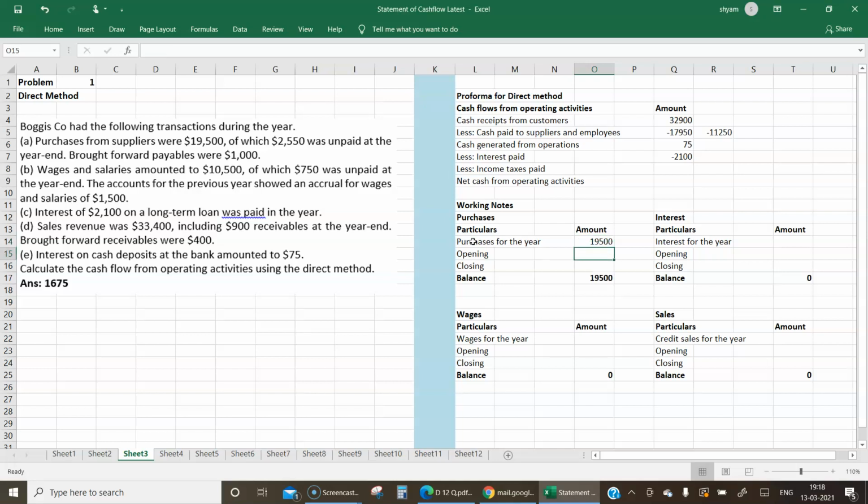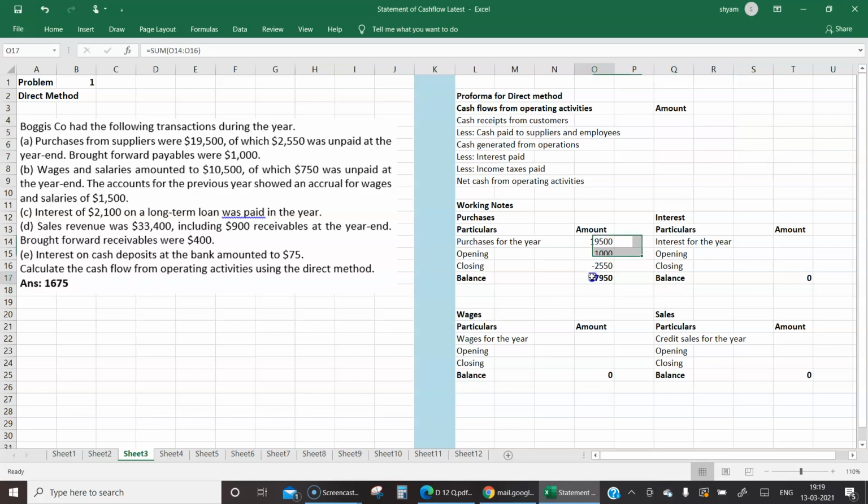If you see the account for the year, it was opened with 1,000 rupees unpaid. Initially we didn't pay 1,000 rupees, and additionally we have bought goods for 19,500. So totally 20,500 has been unpaid. But at the end of the year we have made payment for 2,550. If you close it, it comes to 17,950.